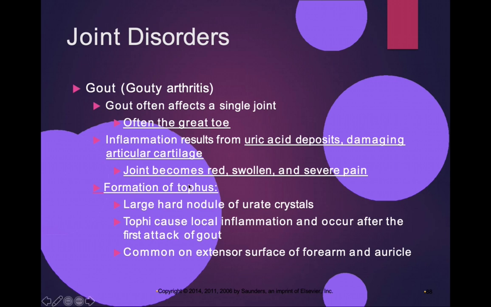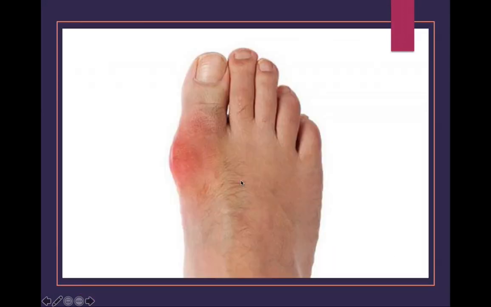There's the formation of a tophus, which is a large, hard nodule, which is the accumulation of those urate crystals. And the tophi cause local inflammation and occur after the first attack of gout. It's commonly seen on the extensor surface of the forearm. It can be seen on the great toe, and it can also be found on the auricle of the ear or the pinna of the ear.